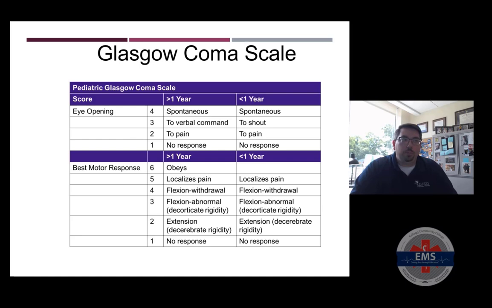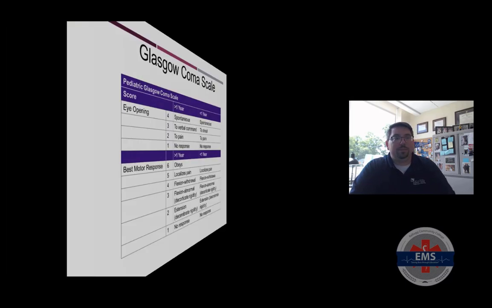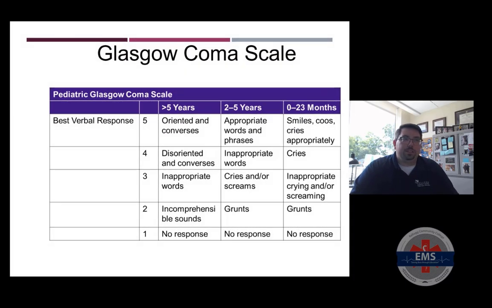Very similar for eye opening, but motor response, you can see they can't get a total of 6 points based on that for us when it's less than 1 year of age, because they don't have the ability to obey your motor commands. And again, verbal responses, you can see that's broken down in greater than 5, 2 to 5, and from 0 to 23 months.